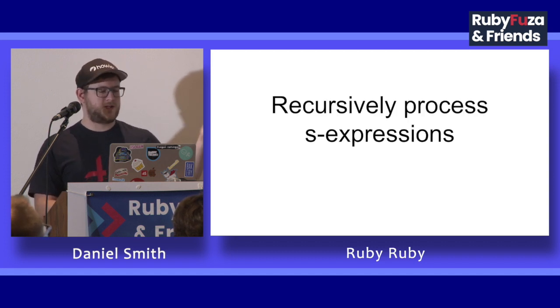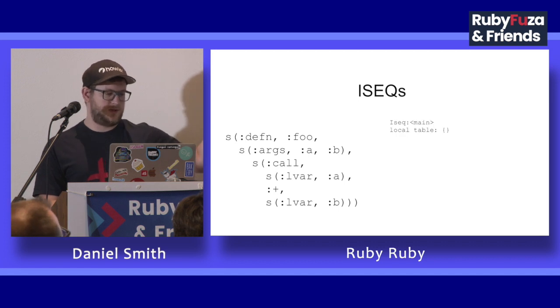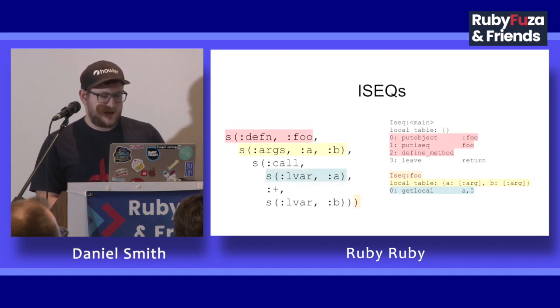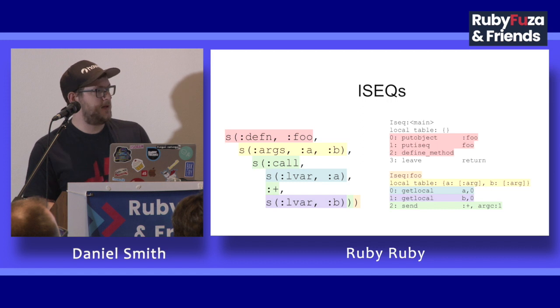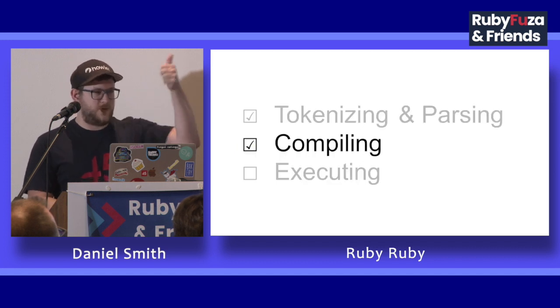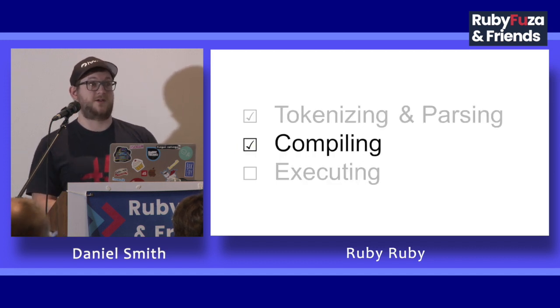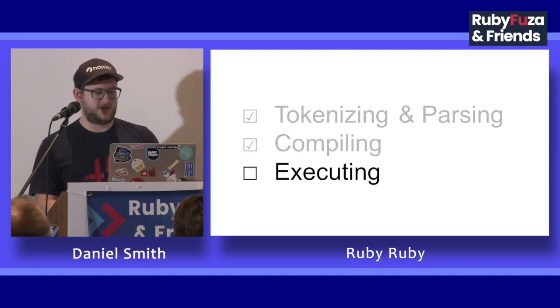So we got to recursively process the S expressions. We get our S expressions, and we turn that all into instruction sequences like that. All right, compiling, done. Let's move on to executing it. All right, looking good so far.